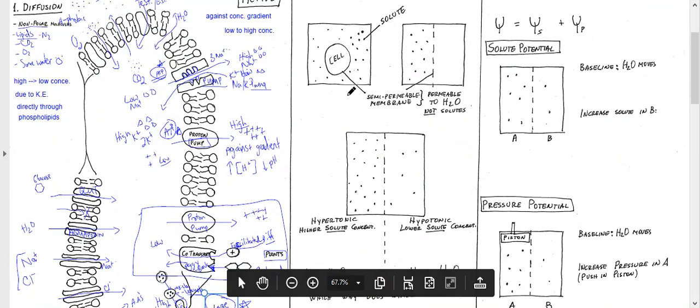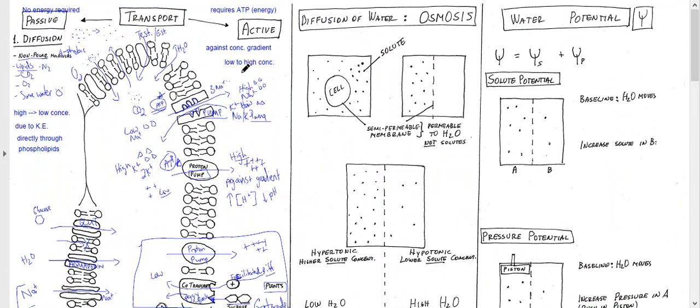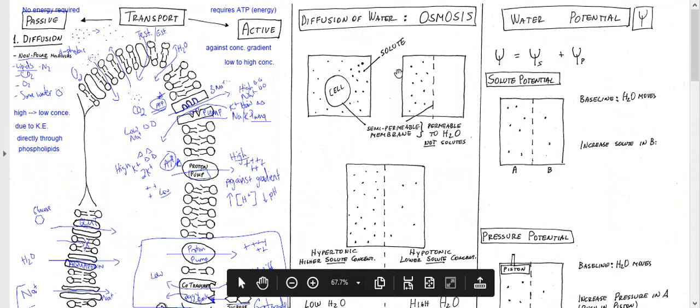All right, so let's go ahead and talk about, I'm going to move on to diffusion of water and osmosis. So we're over here in this middle third. Excuse me for the coughs and the sneezes. I have a little bit of fall allergies.